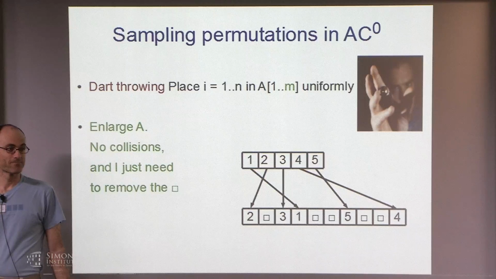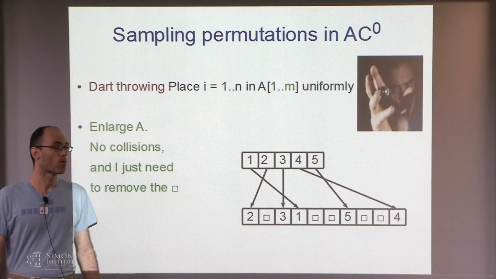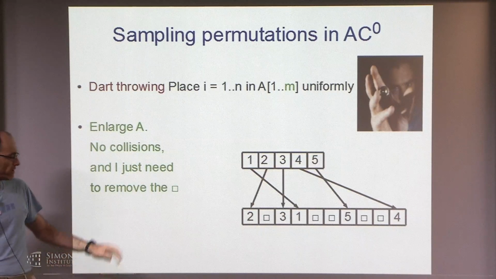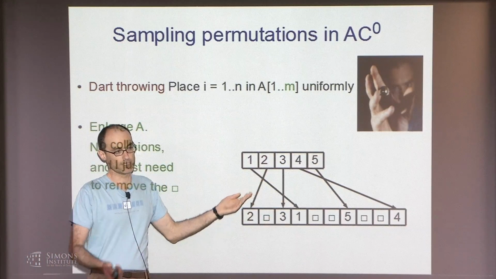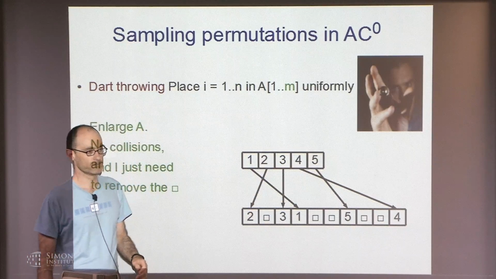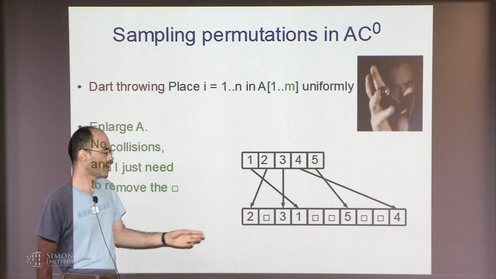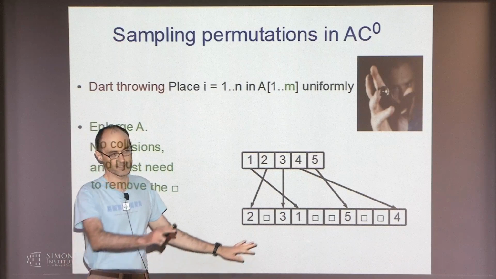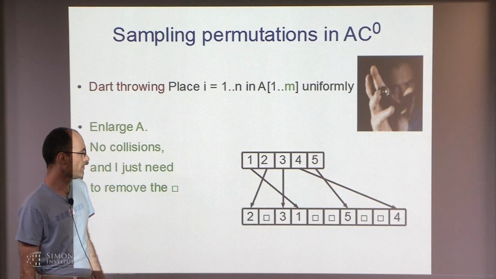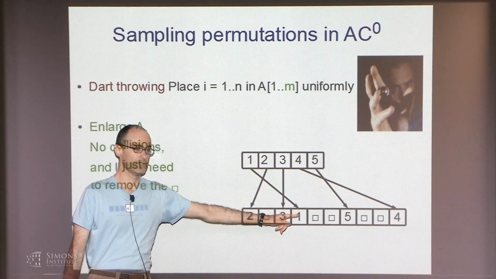You said that the error is exponentially small in n. What's the error? Well, you can make m to be n squared, and the error will be exponentially small. I mean, the chance of a collision will be small. Just ignore that. So I just need to remove the empty slots here.